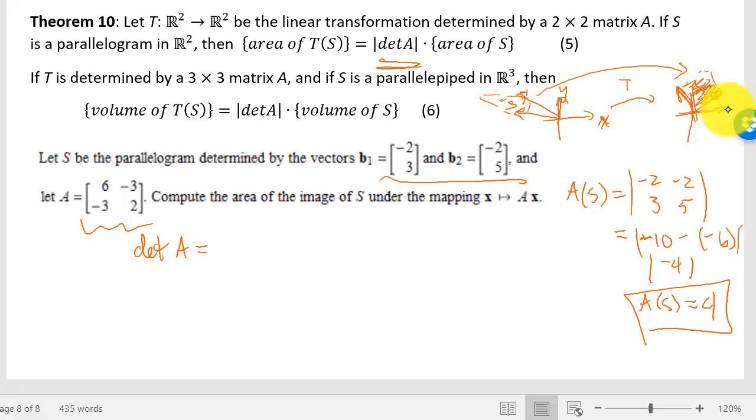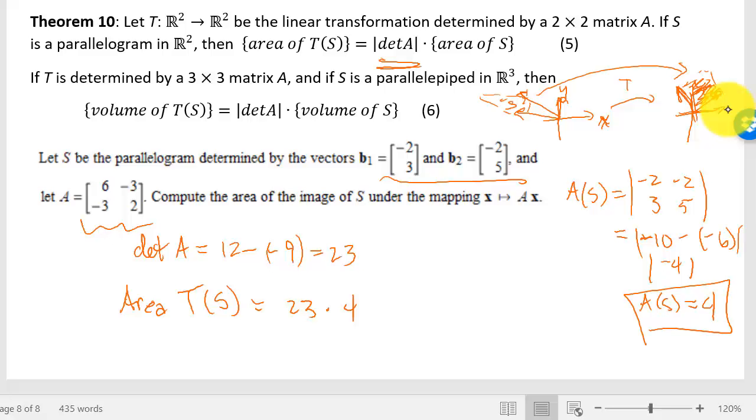So the determinant of A is equal to 12 minus negative 9. So this looks like it's going to come up to 23. And so that's our determinant. Again, if it was negative, you would make it positive. So the area of the image of the parallelogram, where you send it over to the other space, is going to be 23 times 4.